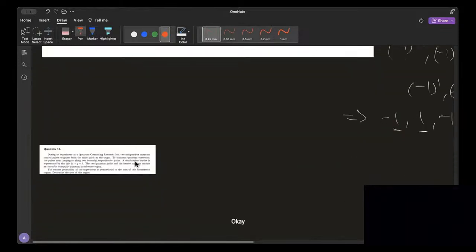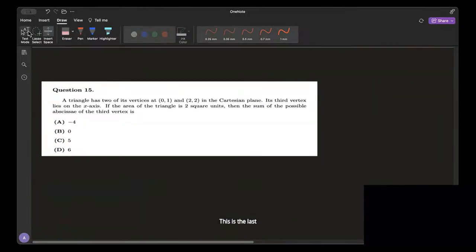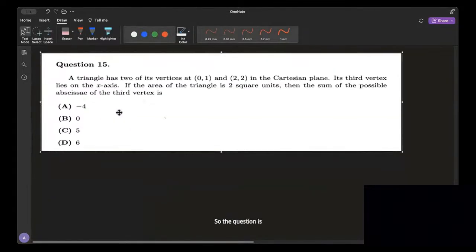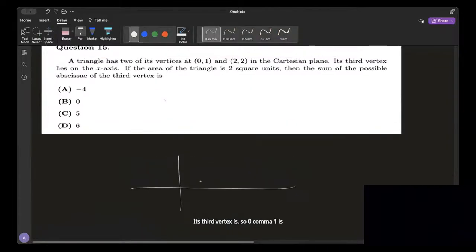Okay. Then coming to this one. This is the last question, I guess, from week 1 and 2. So the question is, a triangle has two of its vertices at (0, 1) and (2, 2) in the Cartesian plane. So (0, 1) is here, right? And (2, 2) would be somewhat here.